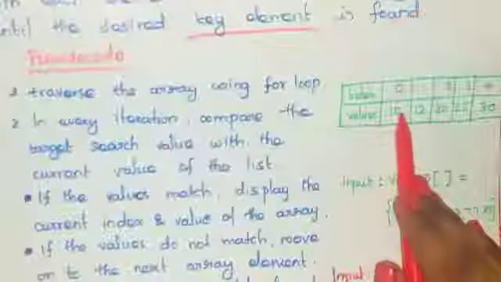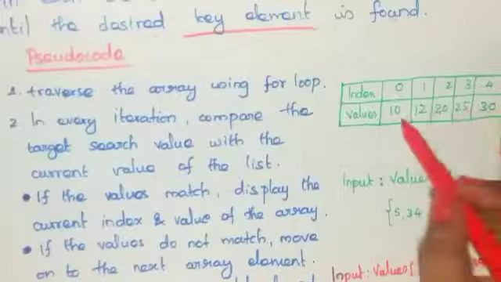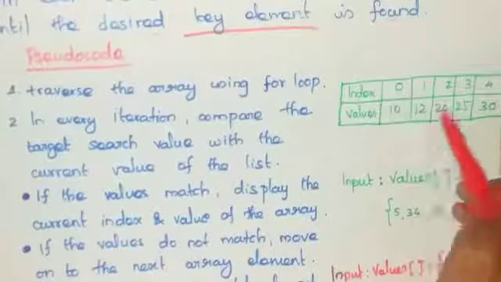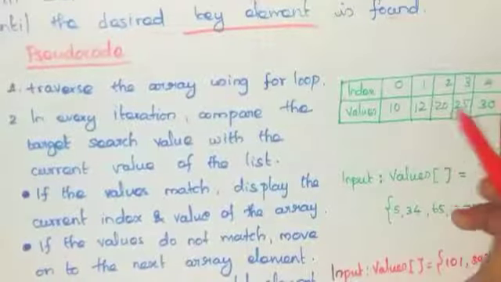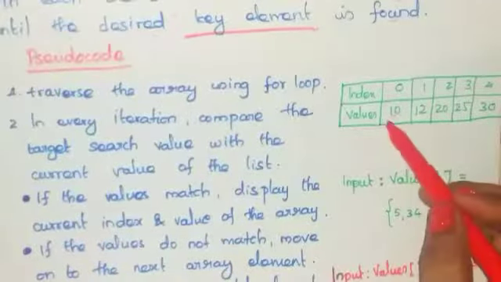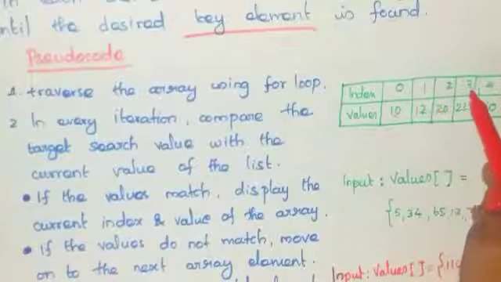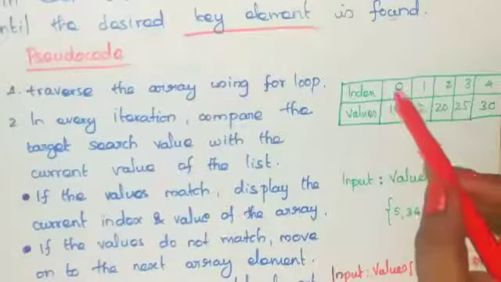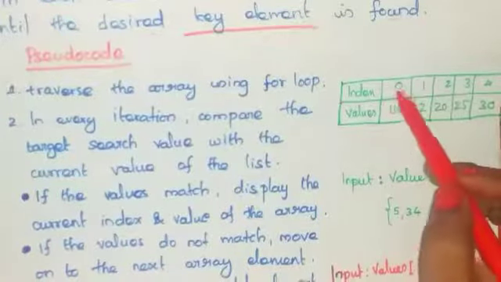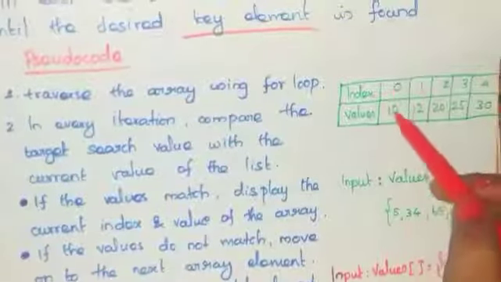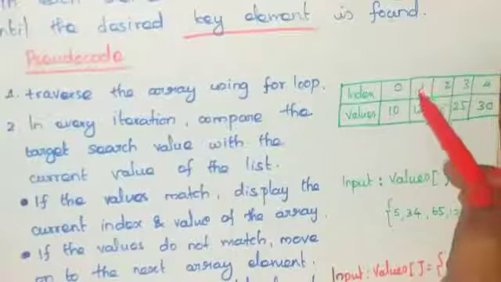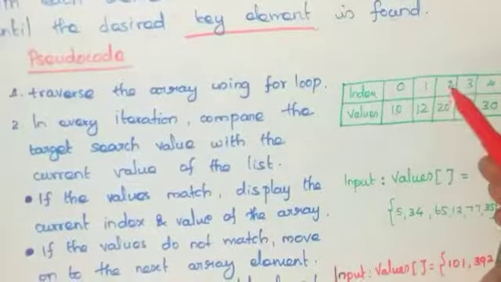Here one example is given. This is a list of elements: 10, 12, 20, 25, 30. These elements are stored in an array. A collection of homogeneous elements is called an array. This is the index position of each value. For this element, the index position is 0. For this element, the index position is 1. In an array, the index positions always start from 0. So the first element is stored in index position 0, the next element in index position 1, and the third element in index position 2.